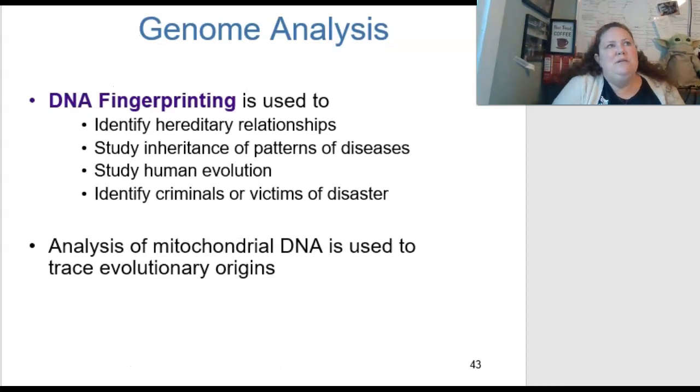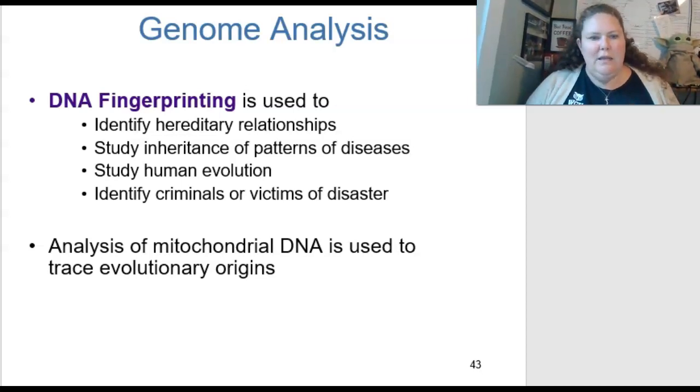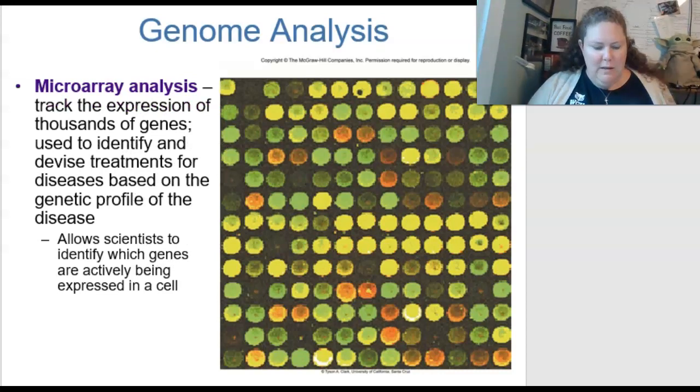All right, DNA fingerprinting. This is used to identify hereditary relationships, and we can use this to study inheritance patterns of diseases, also human evolution, and also to identify criminals or victims of disasters when we can't use fingerprints, right? And then the analysis of mitochondrial DNA is used to trace evolutionary origins, because mitochondrial DNA comes from the mother. Then the final slide, we have the microarray analysis, and this is taken similarly off of figure 10.17.